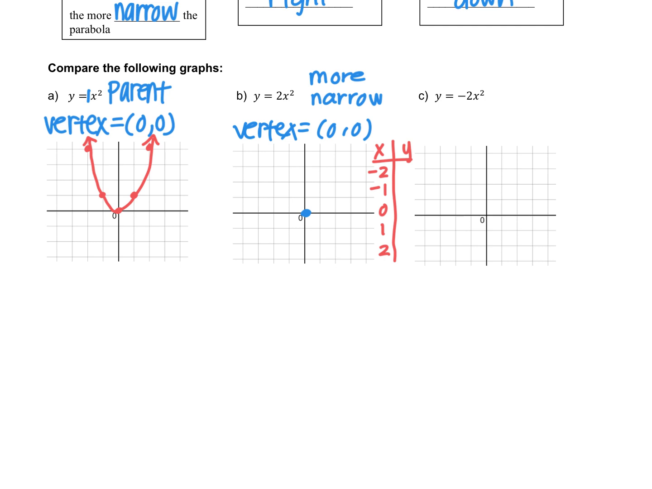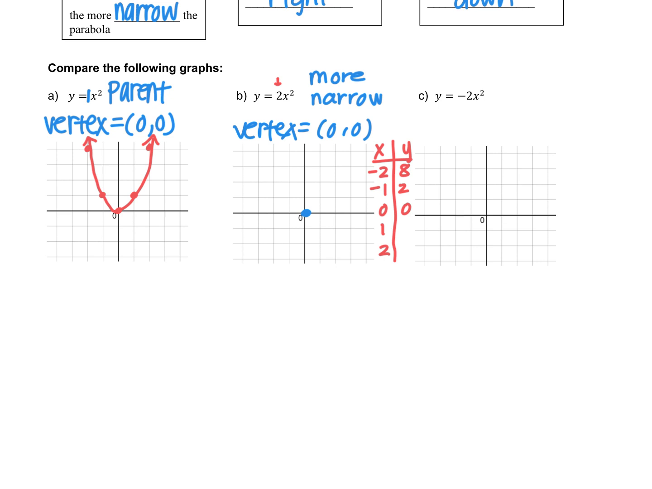The more complicated these get, the better it would be to have a calculator. With this, I think we can do it on our own. -2 squared is 4, right? But then we have this 2 here. So 4 times 2 is 8. So this is going to be 8 now. -1 squared is 1. 1 times 2 is 2. 0 squared is 0. 0 times 2 is 0.